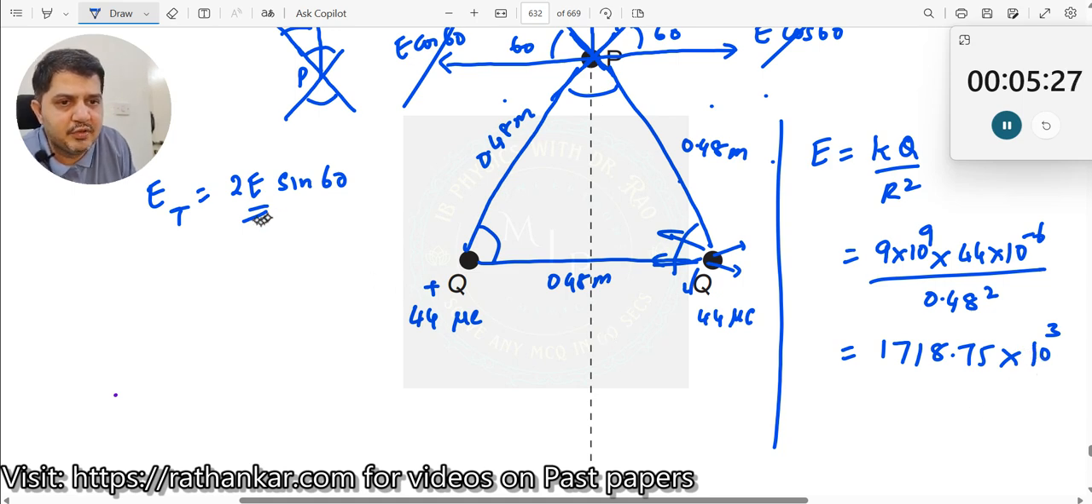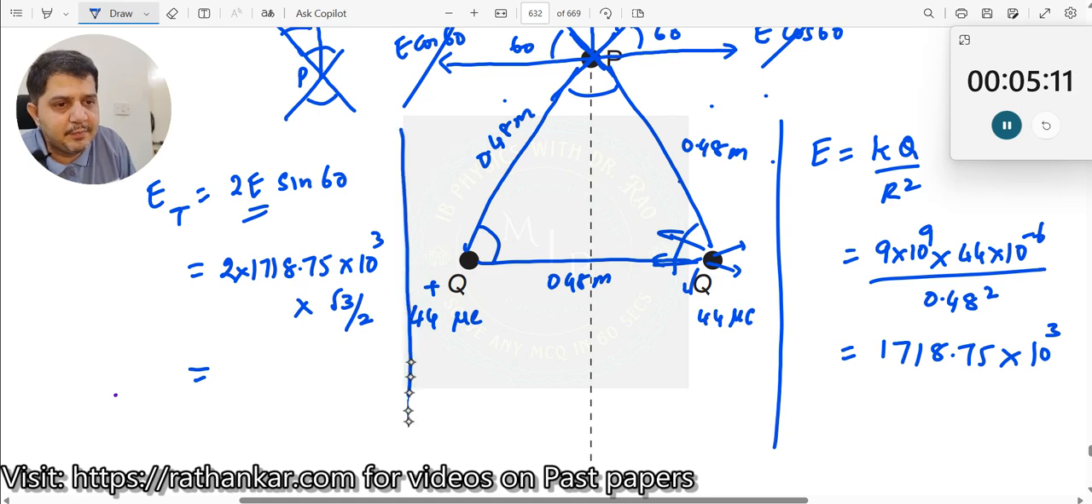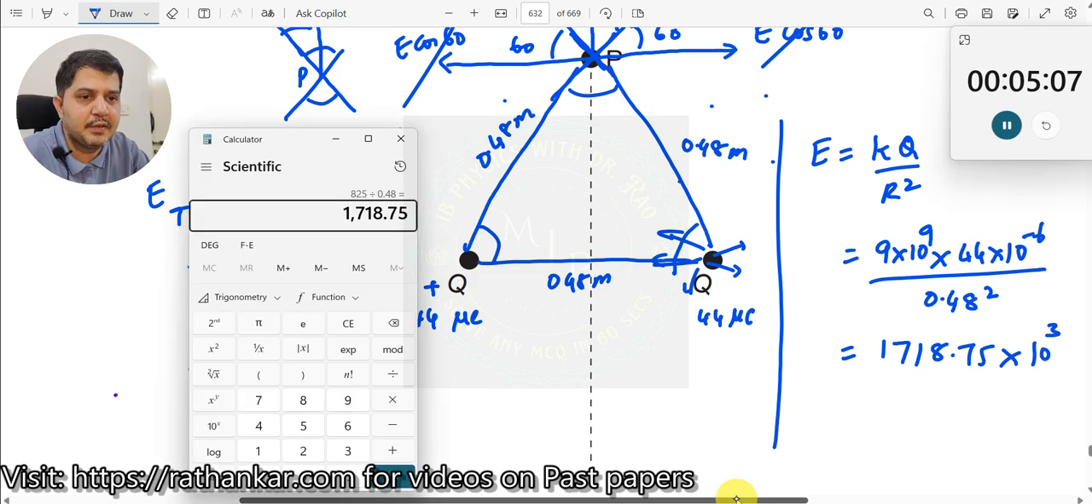But what we need to do is substitute here. Only then you can get the total electric field. So this should be 2 into 1718.75 into 10 to the power of 3 into sin 60. What's the value of sin 60? Root 3 by 2. So when I substitute it over here, what do I get?